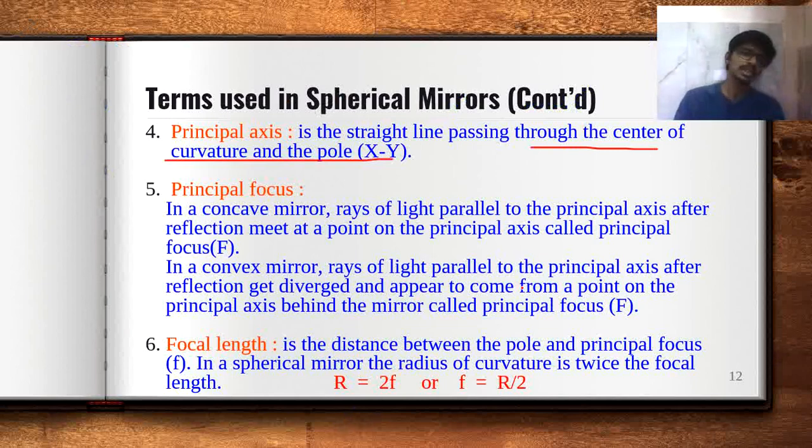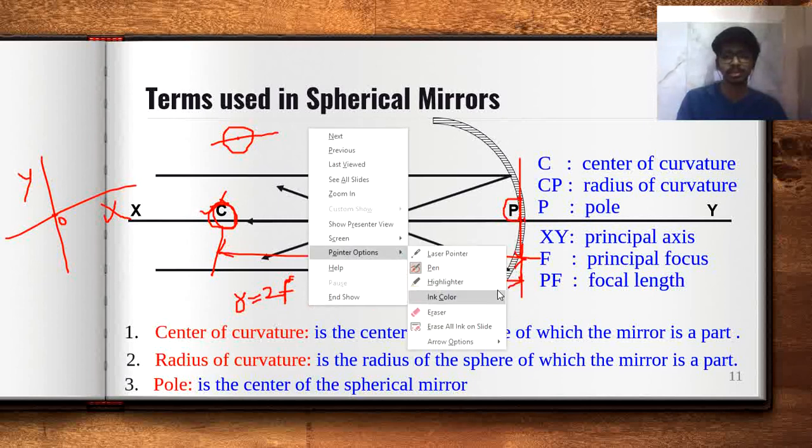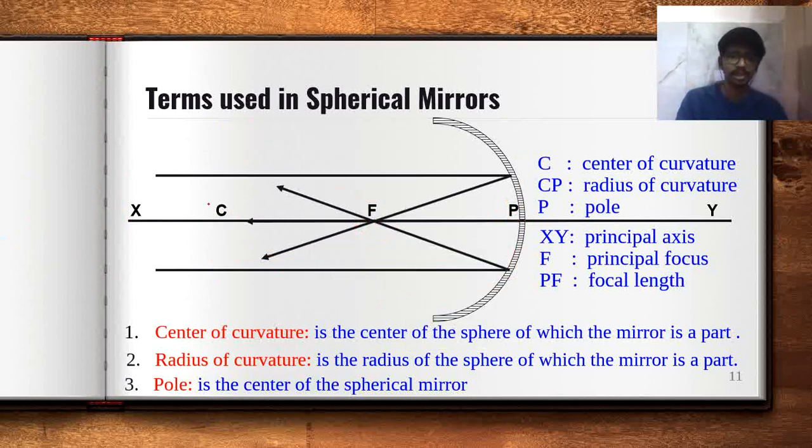Now we understand the terms using the mirror. Another point I will talk about. See, the center of curvature, focus, and the principal axis. The center, focus, and the pole are on the front of the mirror. This is the mirror and this is the front. So they are on the left side of the mirror, or the front of the mirror.